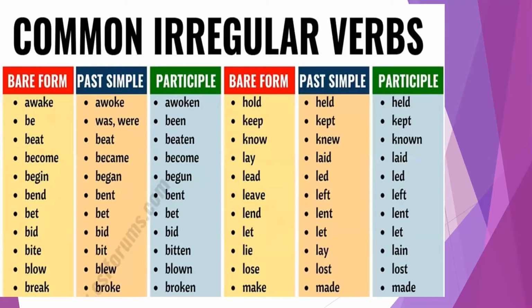Let, lie, lay, lain, lose, lost, lost, make, made, made, break, broke, broken, blow, blew, blown. इस तरह से इसकी different examples हैं. Begin, began, begun, become, became, become, beat, beat, beaten, do, did, done. So these are irregular verbs.